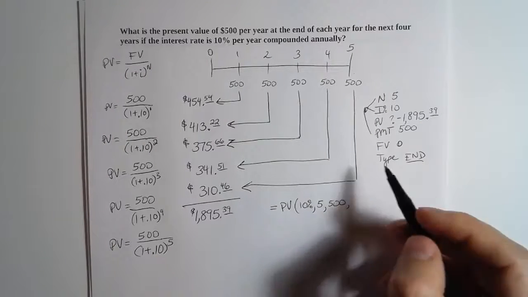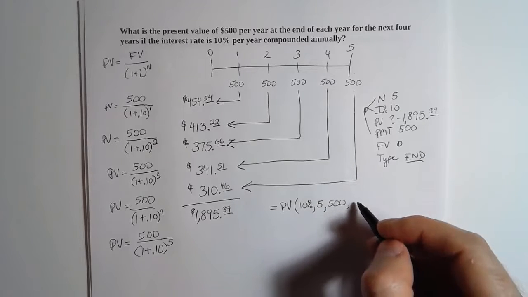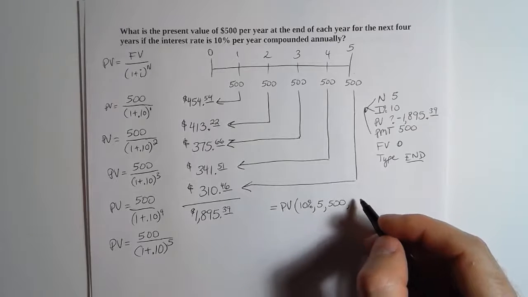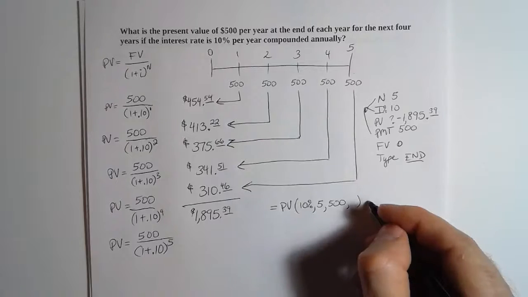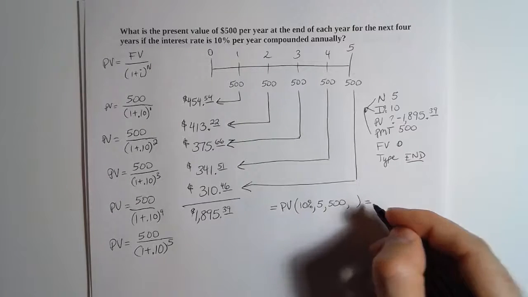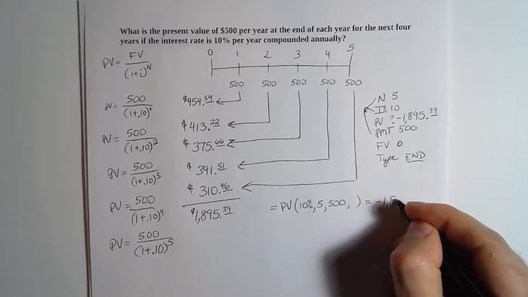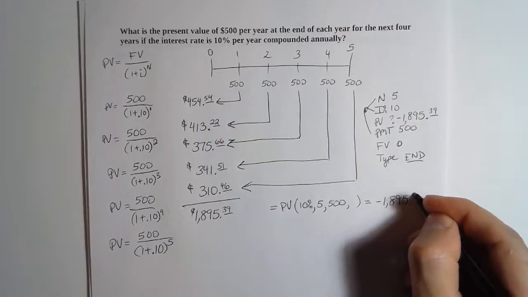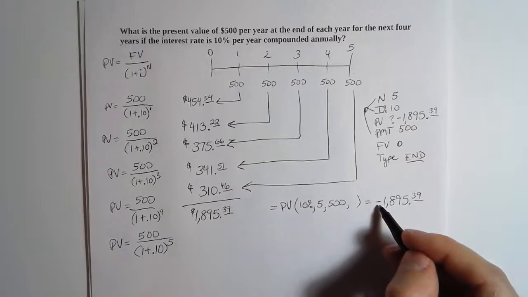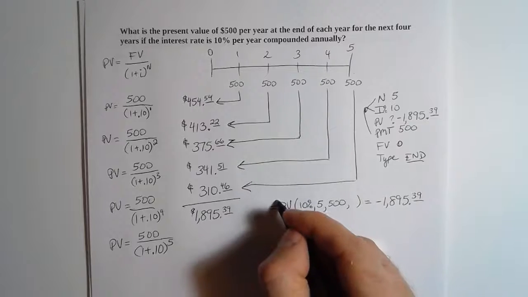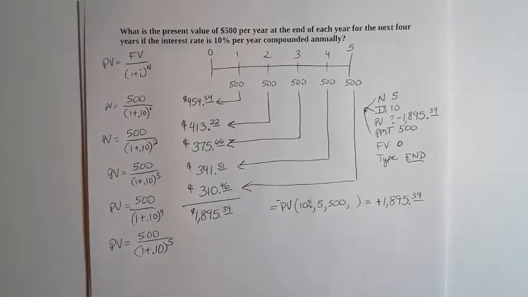And because it is an ordinary annuity, we can actually leave off the type argument as well in Excel, because it will assume that it is an ordinary annuity if we do that. So if we work that out, then lo and behold, what you should get is the negative $1,895.39. And again, if we actually wanted the positive value here, what you would have to do is put a negative sign between the equal sign and the PV to make that positive.